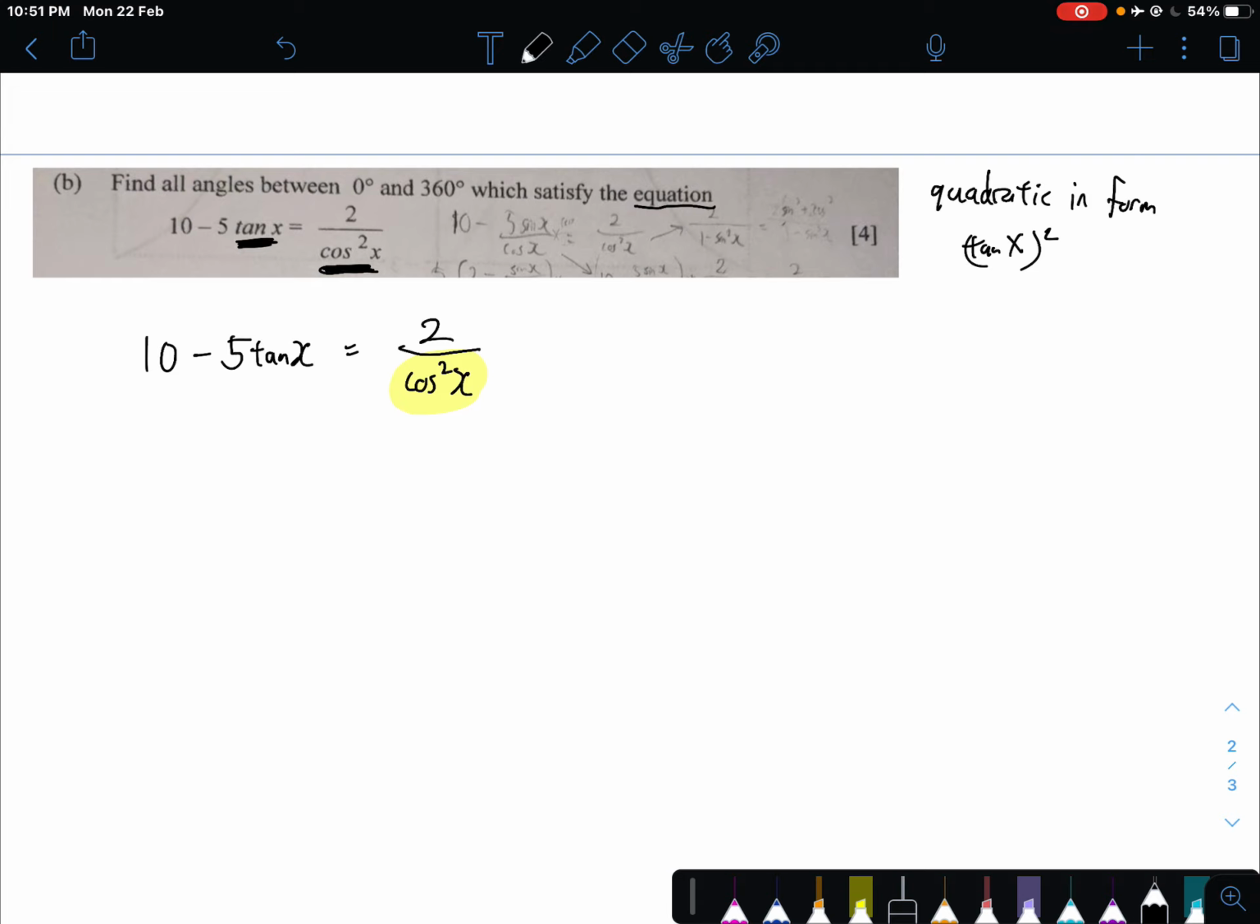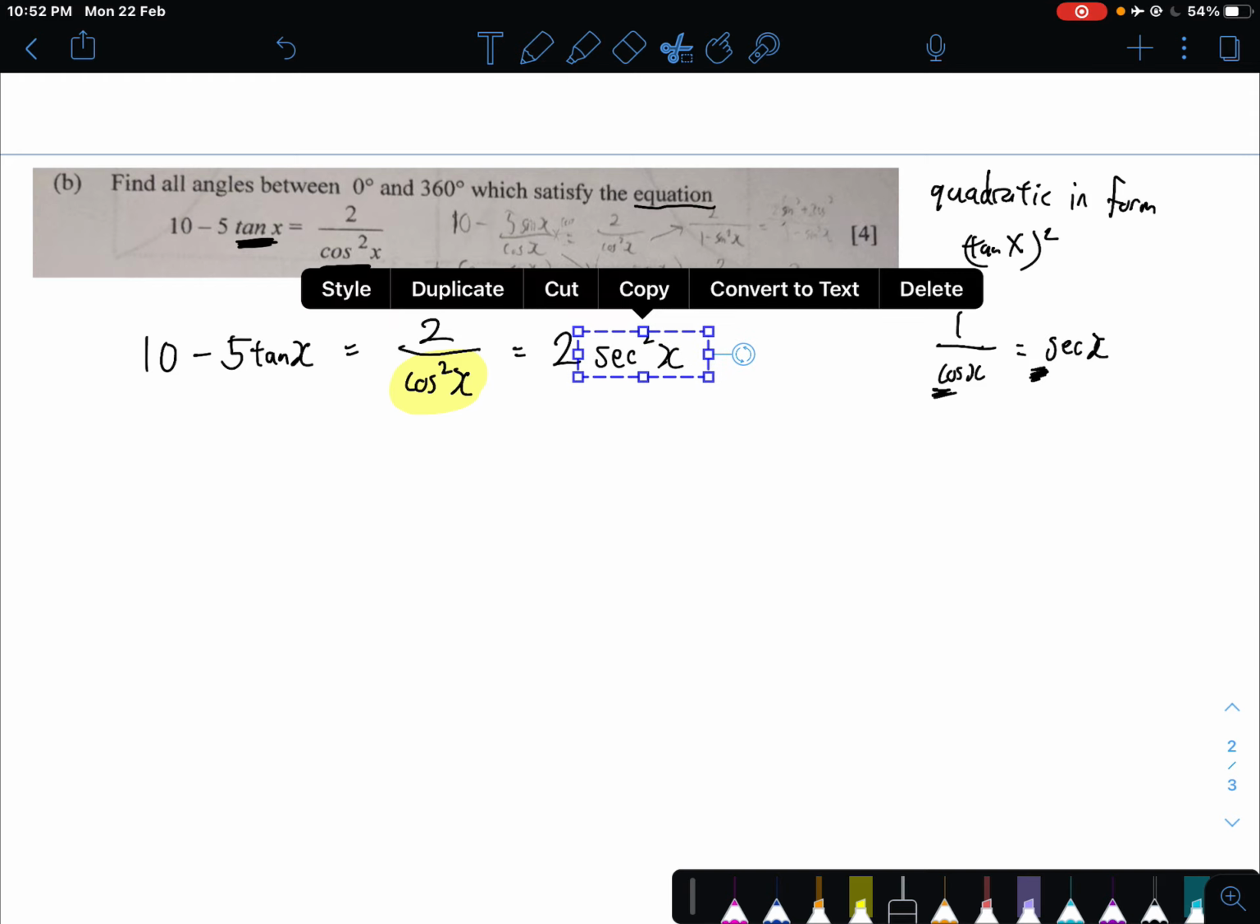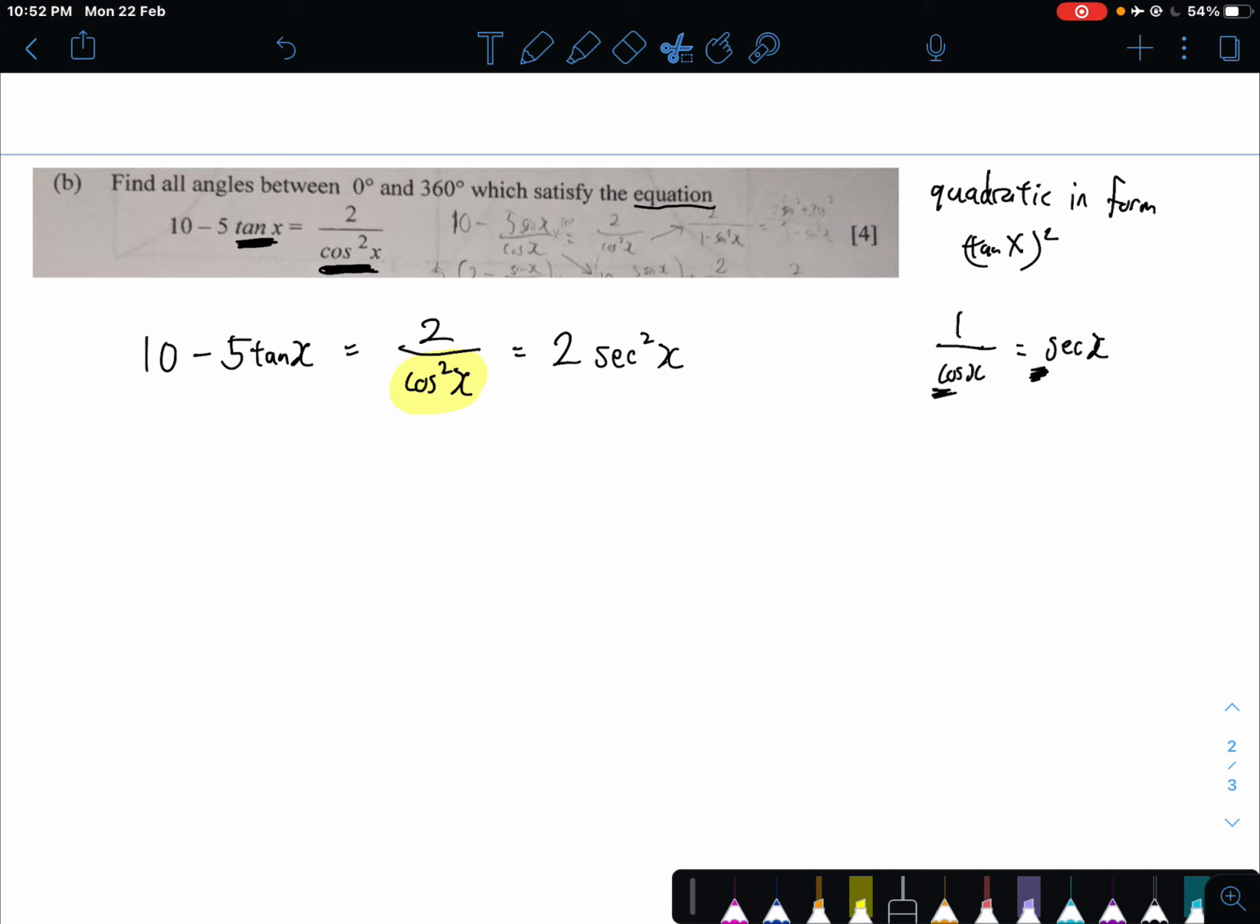Then I realize, oh wait a minute, the cosine square is on the denominator. 1 over cosine x, I know what that is. It's nothing but secant x, right? One co on one side and no co on the other side. So of course, 1 over cosine square will be secant square as well. So what I have here is 2 times 1 over cosine square x, which is 2 times secant square x. Correct? Okay.